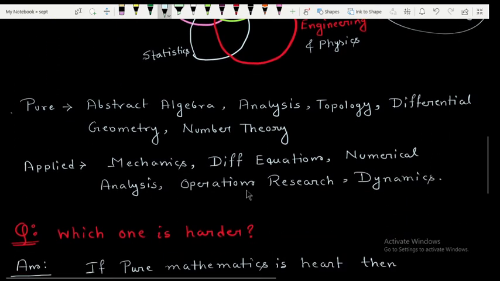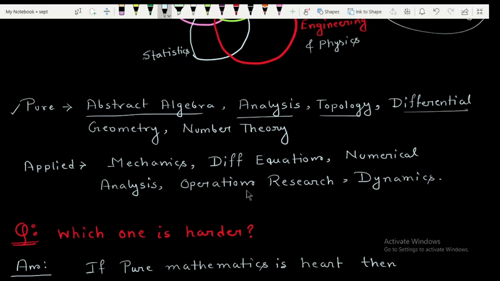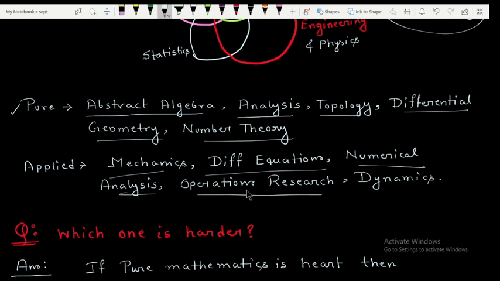Students, now pure mathematics includes some general topics. Usually in your college days you have heard that abstract algebra, analysis, topology, differential geometry, number theory, etc. are in pure mathematics, and mechanics, differential equations, numerical analysis, operations research, dynamics, etc. are included in applied mathematics.